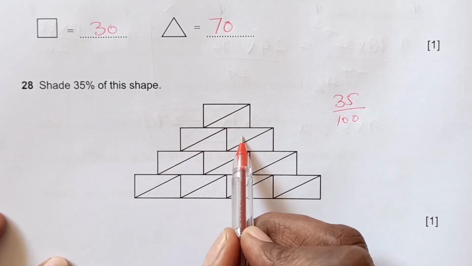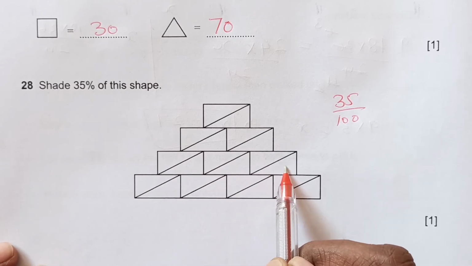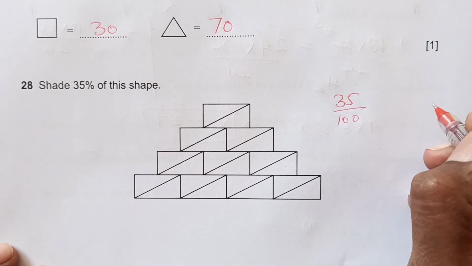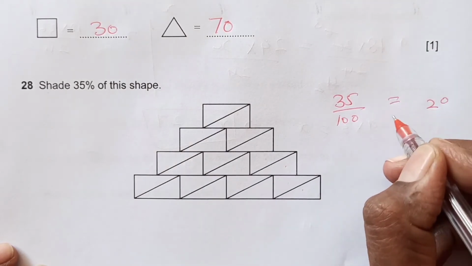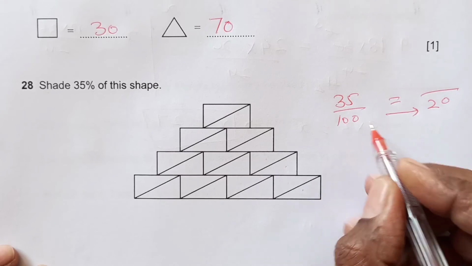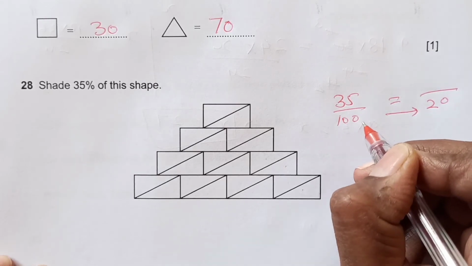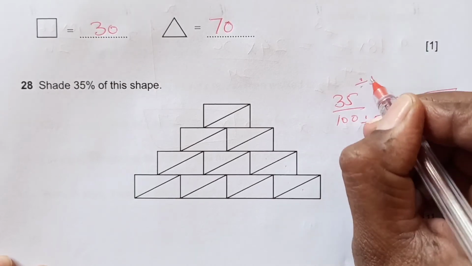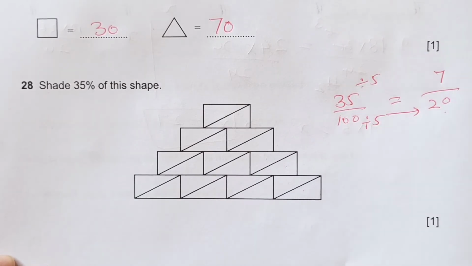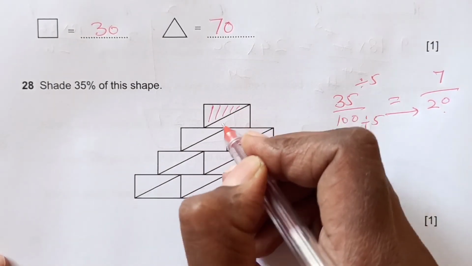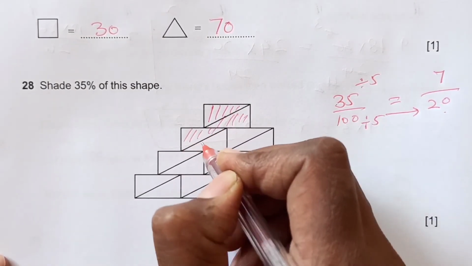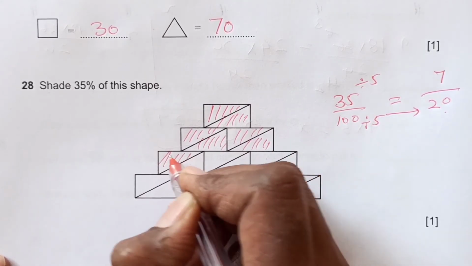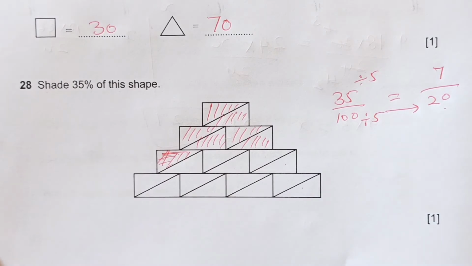1, 2, 3, 4, 5, 6, 7, 8, 9, 10, 11, 12, 13, 14, 15, 16, 17, 18, 19 and 20. So there are 20, right? So we are looking at, out of 20, how many should be shaded. So divide 100 by 5 will give you 20 and divide 35 by 5 will give you 7. So 7 out of 20 should be shaded. So I will shade 7 of them. 2, 3, 4, 5, 6 and 7, right? So that's it.